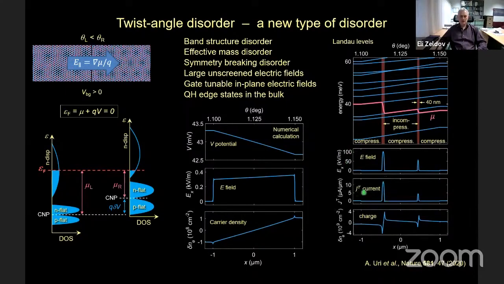This will translate into topological currents flowing here. So these are the sharp peaks that we measure experimentally. Every time an incompressible strip passes under the tip, we have this sharp peak. And again, charge is quite uniform. These are very small numbers.